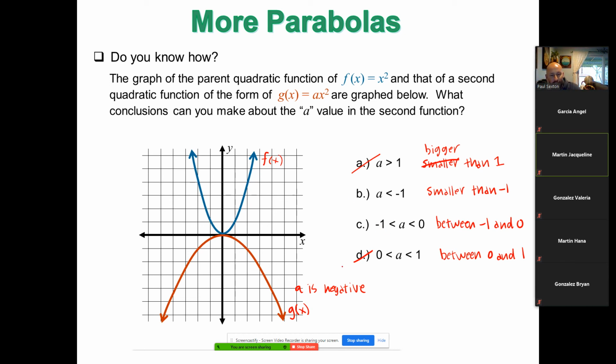But the thing is, because my A is negative, we know it has to be between 0 and negative 1. That's what changes it. That's what makes this one a little bit more confusing.